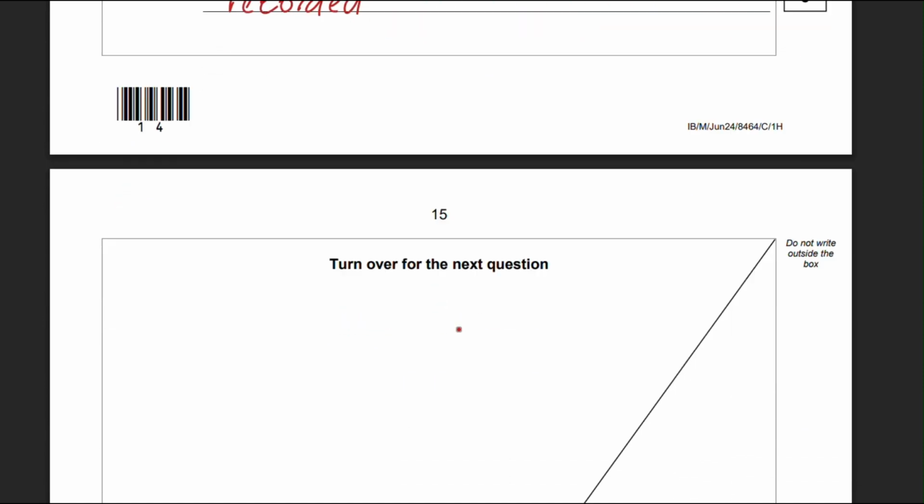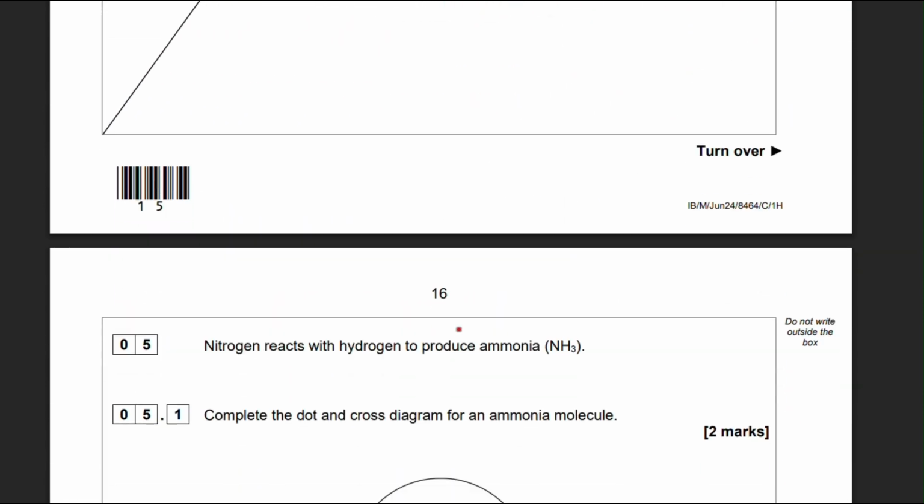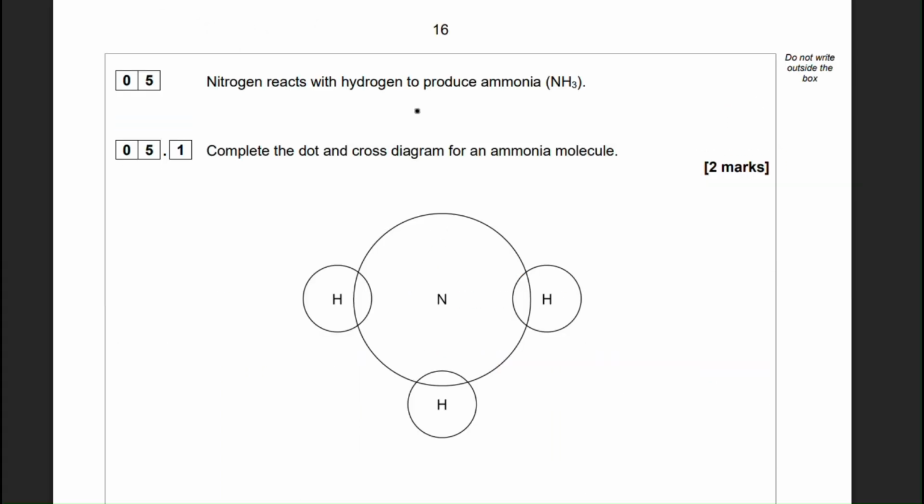And now we're going to move on to the next question. So this question is about ammonia, actually NH3. You're given the electron shells for ammonia, and it says to complete the dot and cross diagram for an ammonia molecule. Now, really what you need to know here is how many electrons there are in the outer shell in the nitrogen and each of the hydrogens.